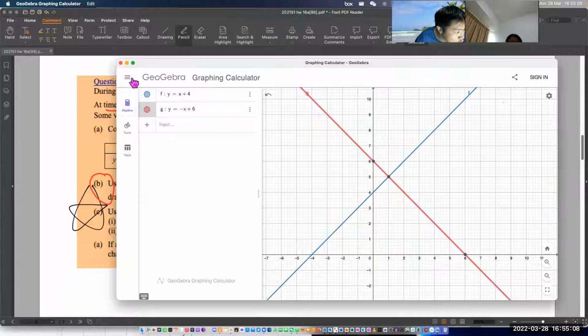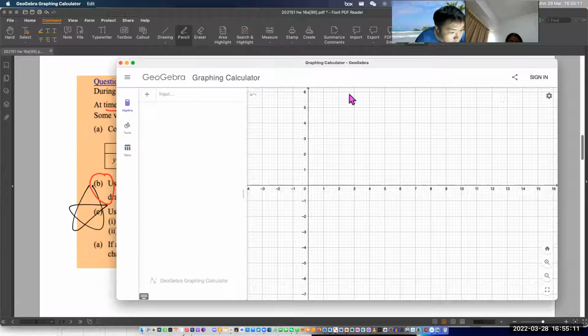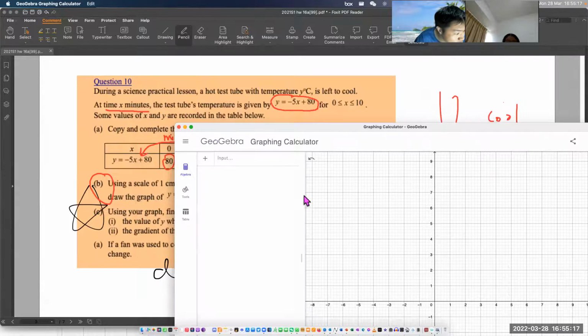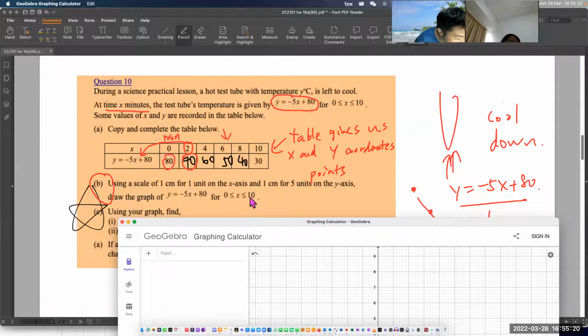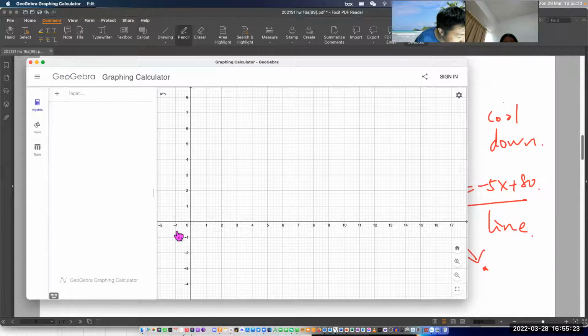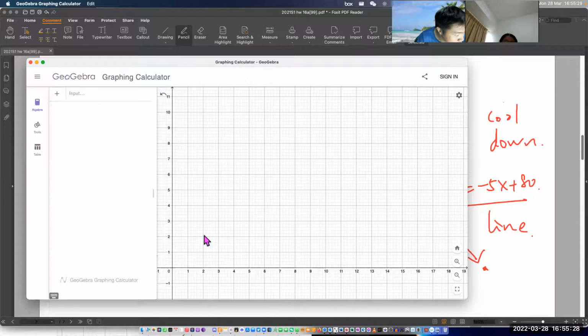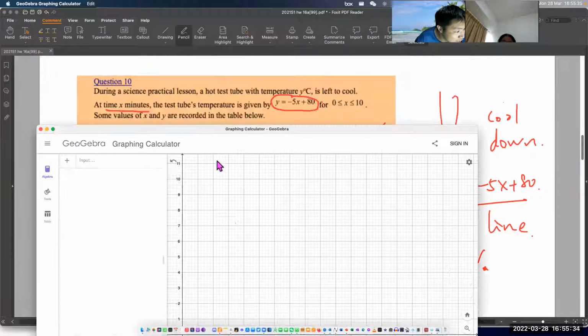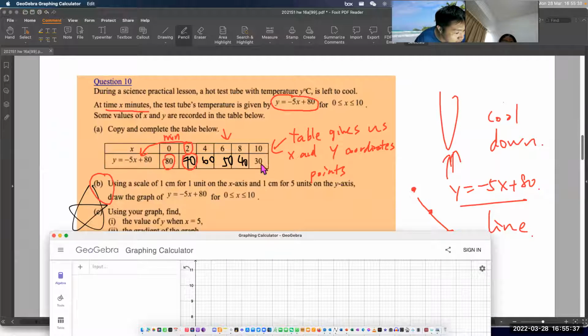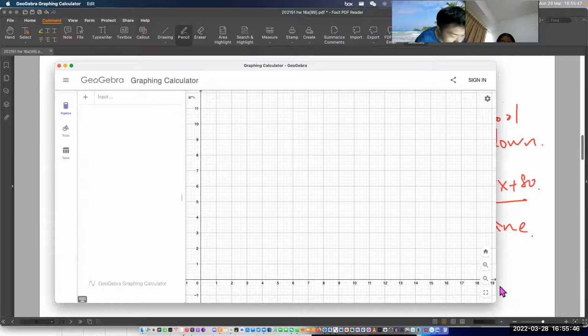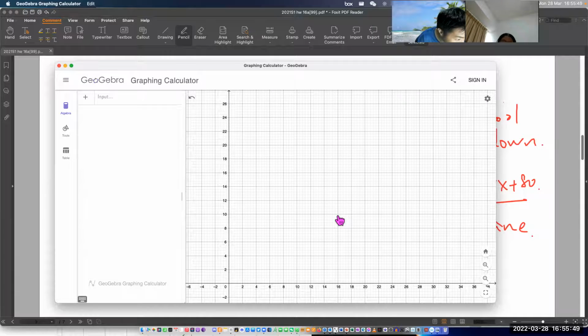So to graph this out, you need to get the graph out. The question says X is 0 to 10, so I don't need the negative values for X at all. That's why I try to get rid of the negative side of the X values. For the Y values, I know that I start from 80, 70, 60, 50, 40, and 30. Over here, it doesn't look like I can get the 80, but I think I can do something about it. So let me just do a better job here.